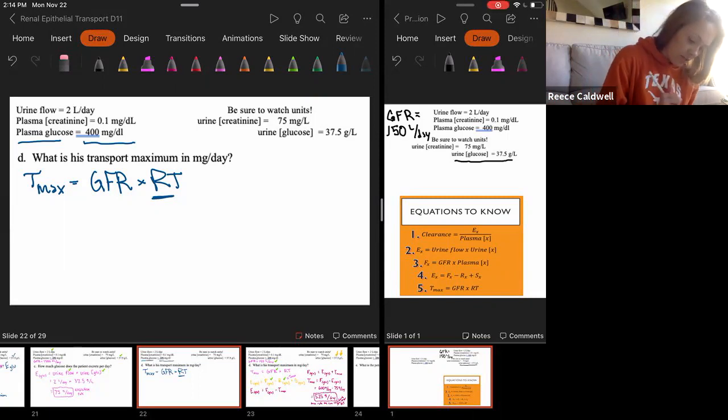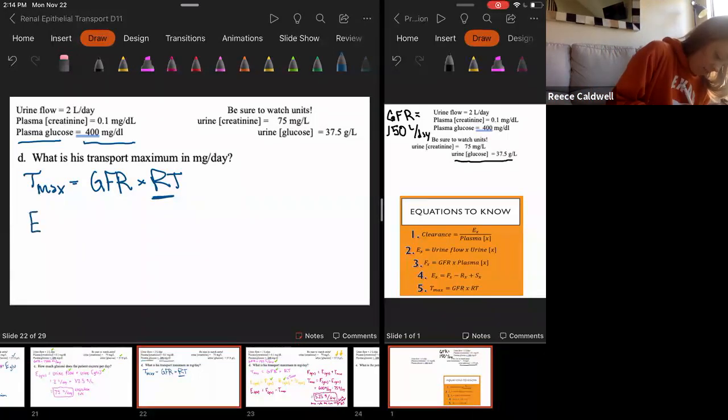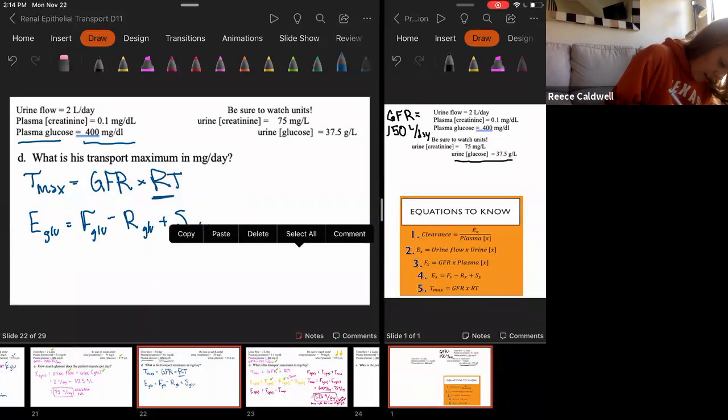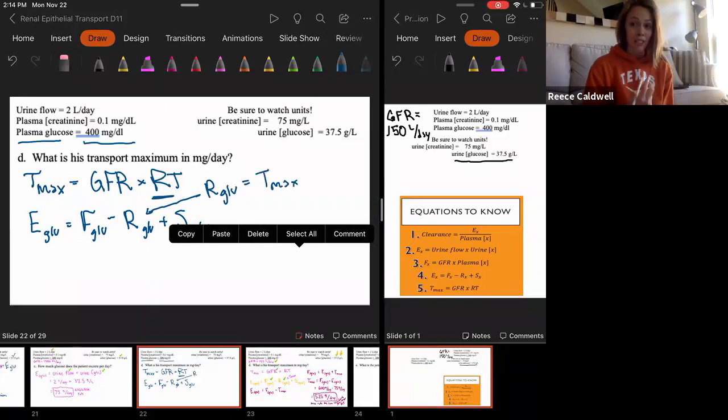So what we're going to use is excretion rate of glucose equals the filtration rate of glucose minus the reabsorption rate of glucose plus the secretion rate of glucose. And again, that reabsorption rate, we can set reabsorption of glucose equal to Tmax, because Tmax is the max rate that we can reabsorb glucose.